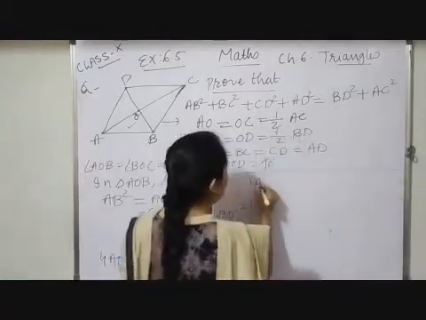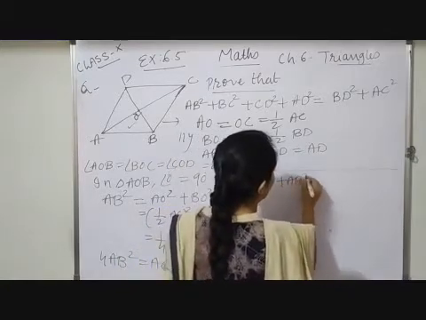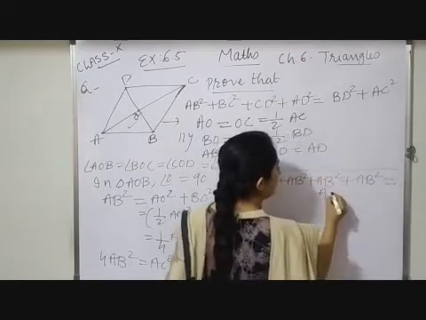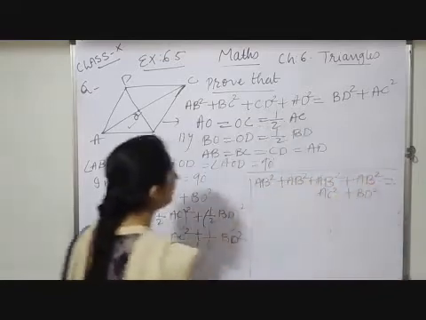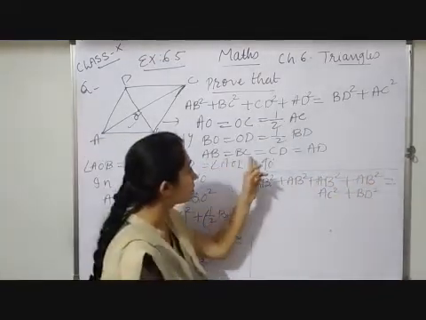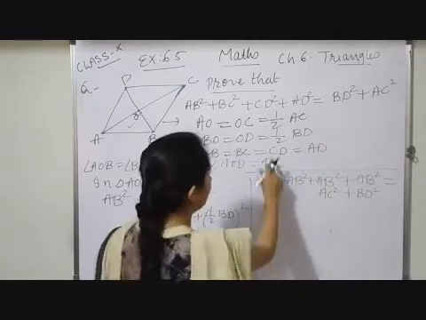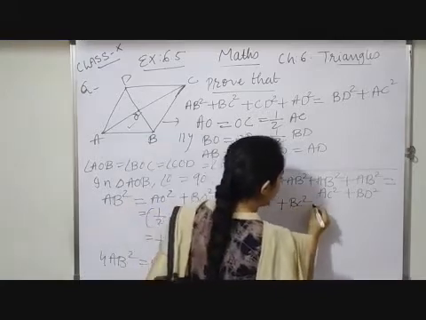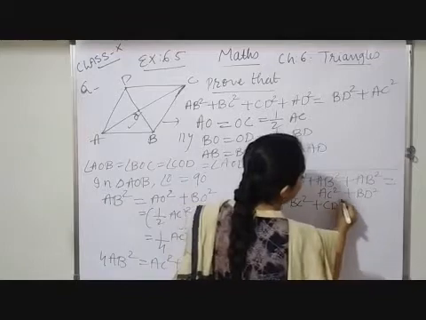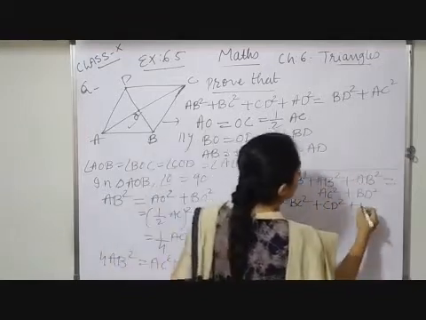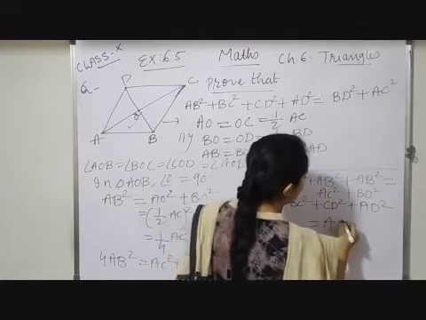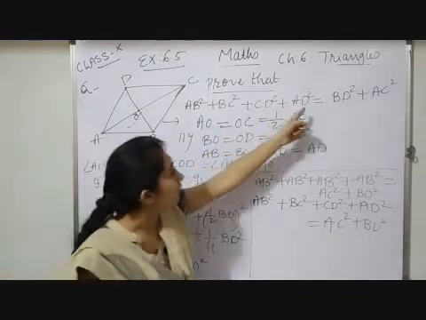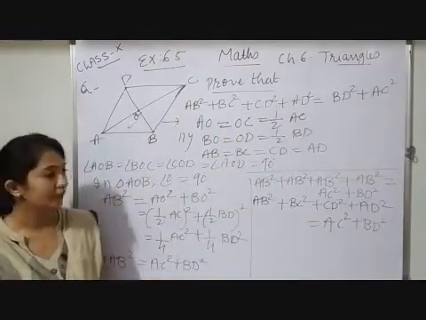Now 4AB square, so I can write AB square plus AB square plus AB square plus AB square, which equals AC square plus BD square. Now here I have proved AB equals BC equals CD equals AD. So AB square plus, in place of AB I am writing BC square, in place of AB I can write CD square, and in place of AB I can write AD square also, which equals AC square plus BD square. Hence proved. This is what we had to prove.